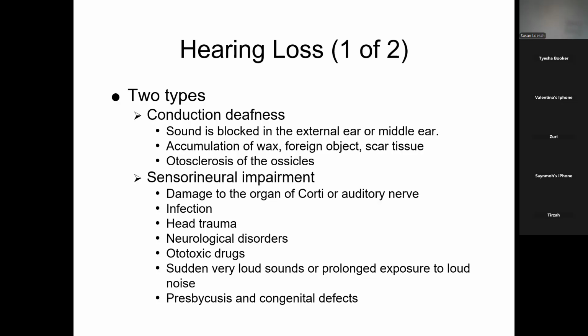And then presbycusis. So we have presbyopia, that's eyes. Presbycusis is hearing of the older adult. And again, sensory neuro loss is typically the cause of this because they don't have enough hair cells, or because the cochlea, which is that organ of hearing, is broken down or damaged.